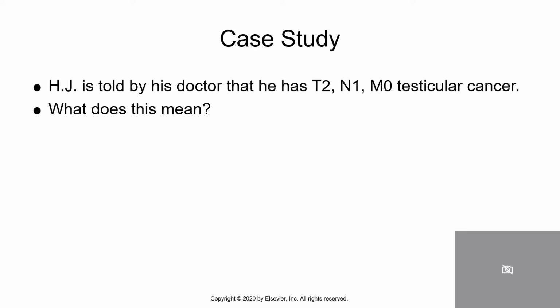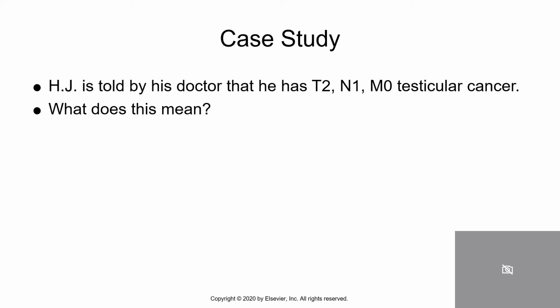So the patient that we were talking about earlier, his doctor just told him that he has T2, N1, M0 testicular cancer. What does that mean? Can you think back to when we talked about the T and M classification and figure out what exactly that means? Take a few minutes to jot it down. Or look it up if you don't remember.